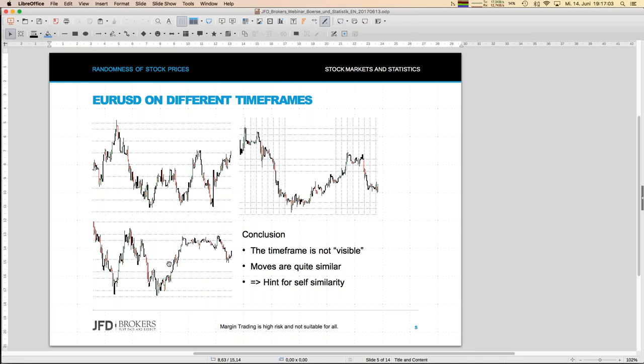So the time frame is not visible within the chart without the x-axis and the price axis. But what does it tell us? That tells us that the price moves of the euro, US dollar have a specific feature, and that feature is called self-similarity. I know I'm getting really into math here, but it's quite important to realize that we have a self-similarity within our charts.